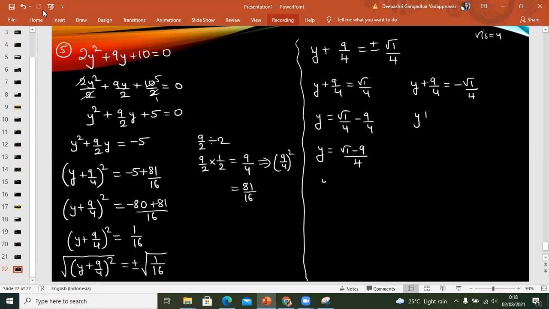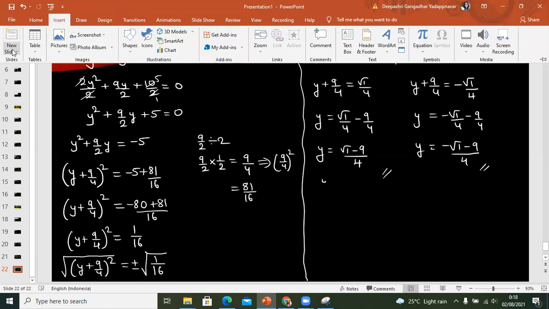Next one, y equals negative root 1 divided by 4 minus 9 by 4. y equals negative root 1 negative 9 divided by 4. So these are the solutions for this question. And the last question, question number 6.